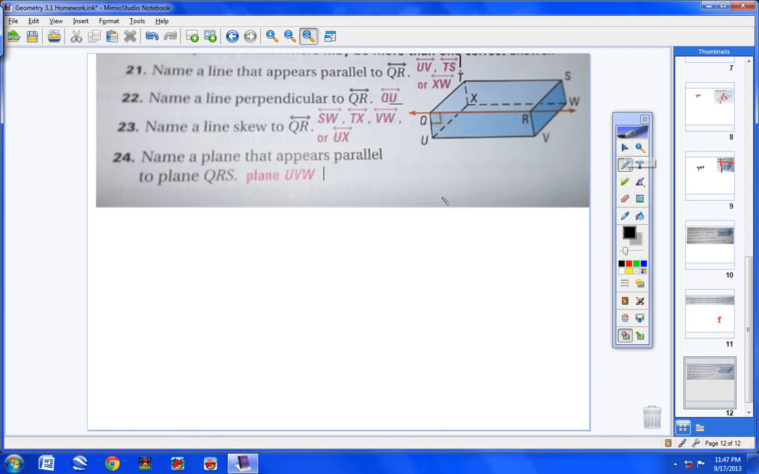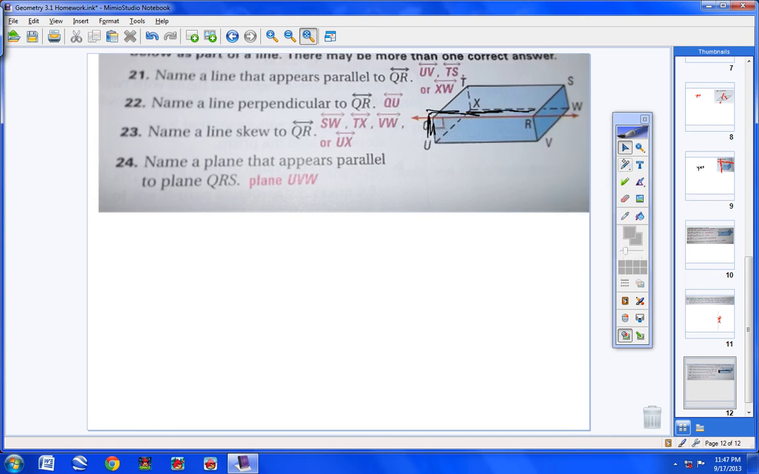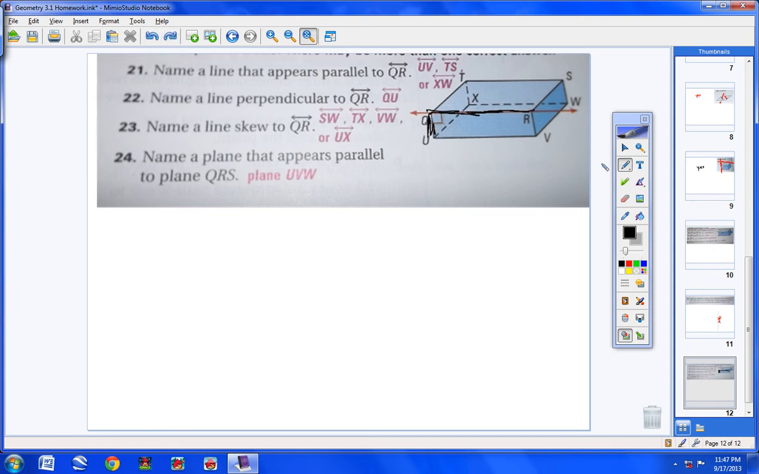Name a line that's perpendicular to QR. Now, here's QR. Name a line that's perpendicular, or that appears to be perpendicular. Well, QU would be one. RV, I think, would be one. All right. They're saying, let's see what else here.